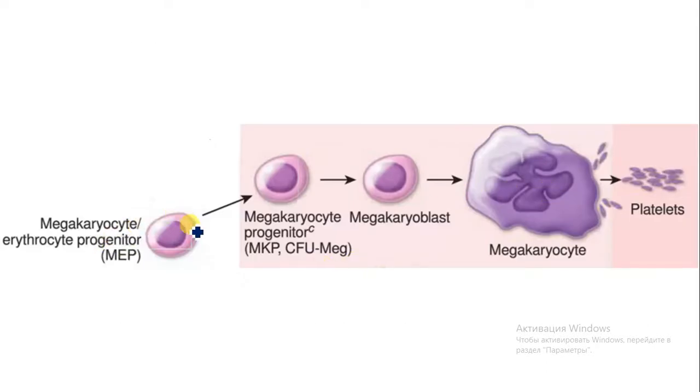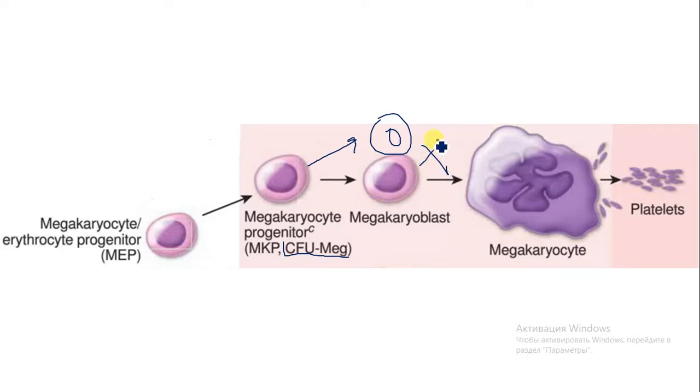Megakaryocyte erythrocyte progenitor gives rise to megakaryocyte progenitor, or another name CFU-MEG, a colony forming unit for megakaryocytes. Then megakaryocyte progenitor, after a few cell divisions, forms the megakaryoblast. And what's the difference between megakaryocyte progenitor and megakaryoblast? Megakaryocyte progenitor is able to undergo normal mitotic division, so it can produce one more megakaryoblast. But megakaryoblast is unable to undergo one more mitotic division.